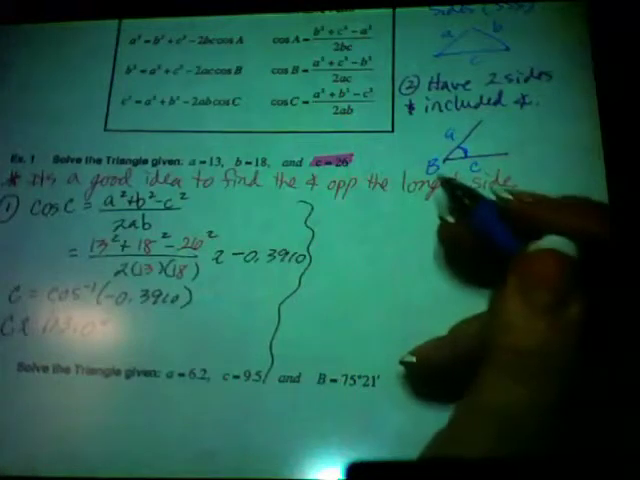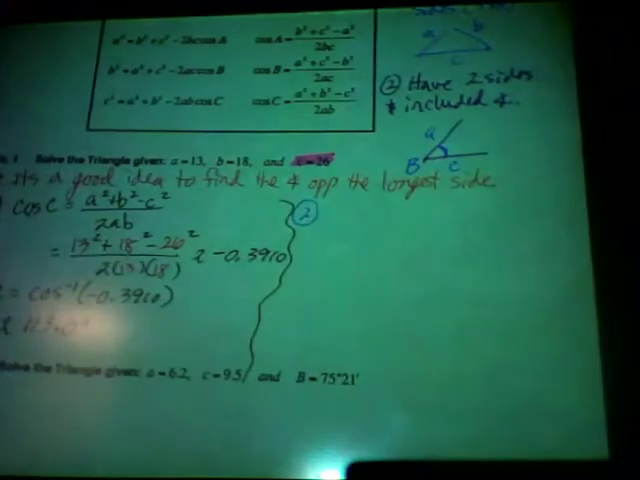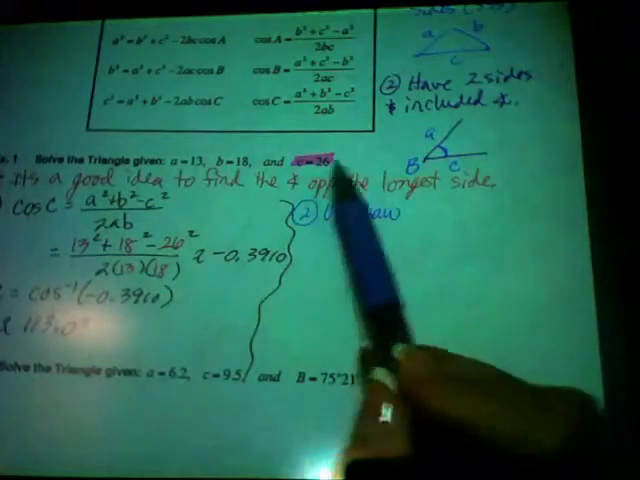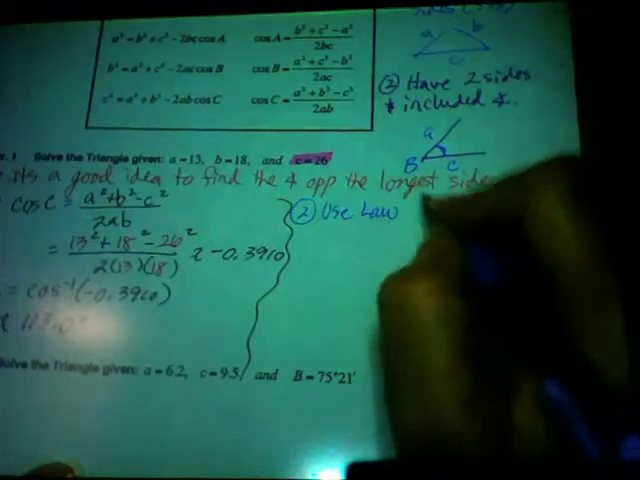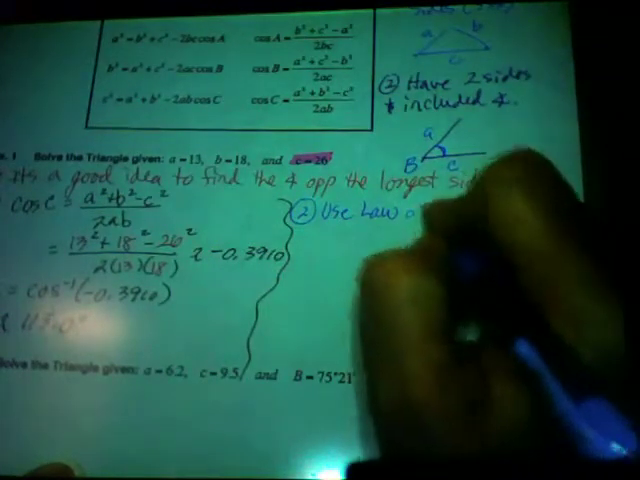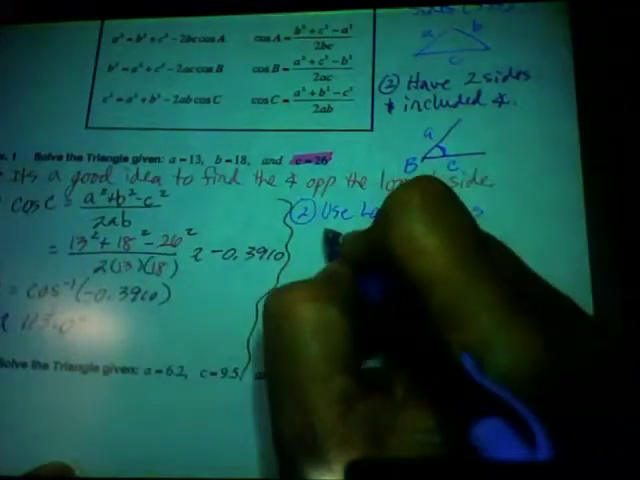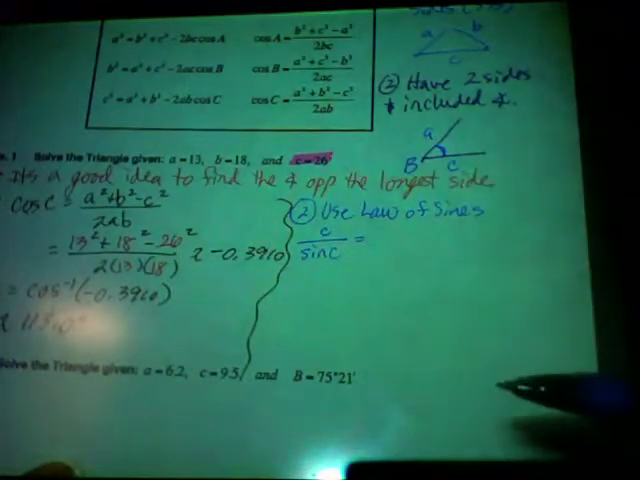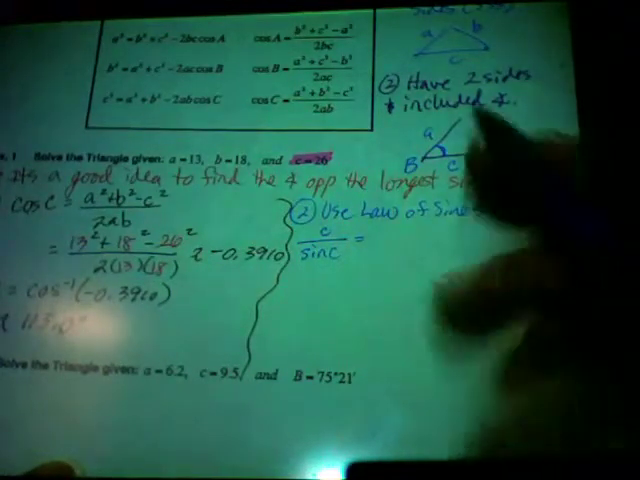All right, so I have C. What do you suggest I do now? Yeah, so now use law of sines, because now I have an angle and I have the side opposite. The minute you have an angle and the side opposite, revert to law of sines. So use law of sines. And then I'm going to use C over sine of C. And does it matter which one I go from here? You choose to find angle A or angle B. It really doesn't matter. So I'm going to choose B.